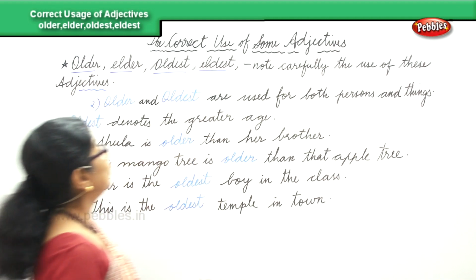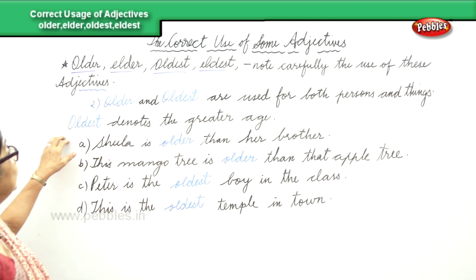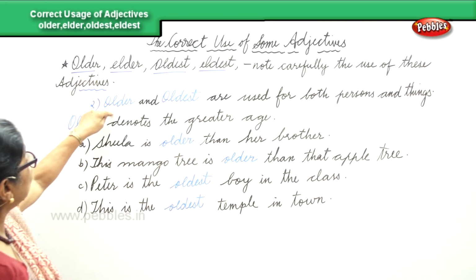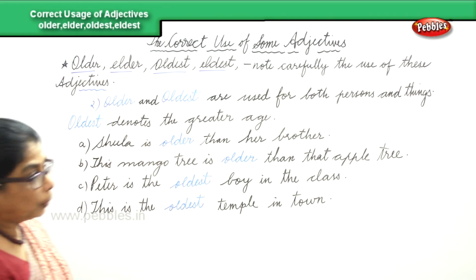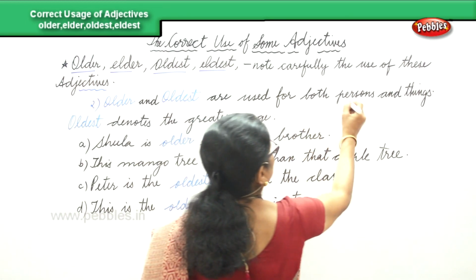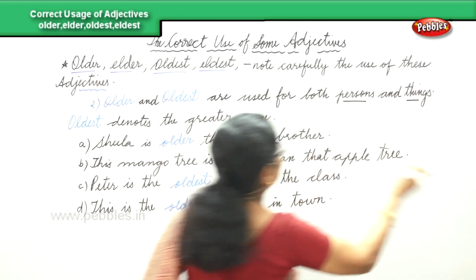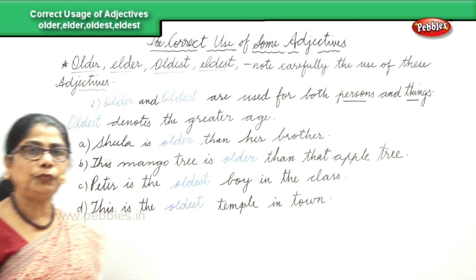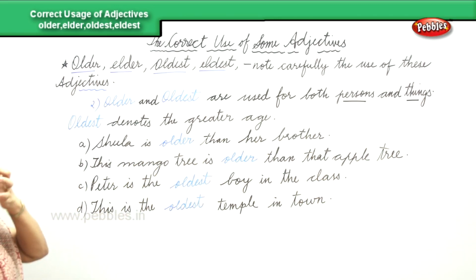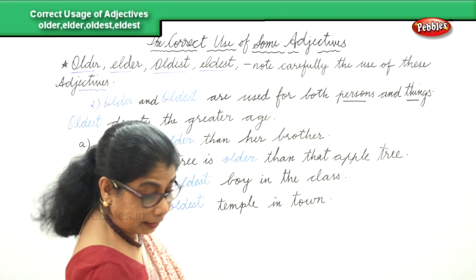Okay. So the second part of this is older, oldest are used both for persons and things. That's all we need to remember. It's used both for persons and things. Oldest denotes the greater age. What is the greater age?